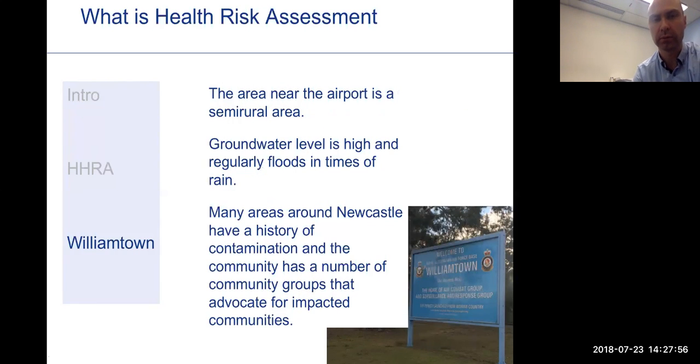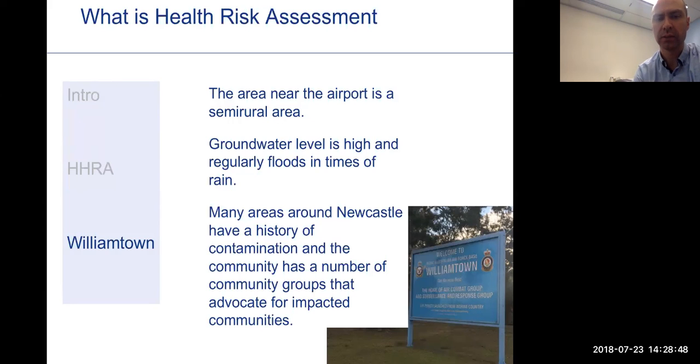The area near the airport in Williamtown is actually a semi-rural area, which always makes it a bit more difficult, as you'll understand soon. In this area, the groundwater is really high, and it's very sandy, I think, from memory. When it rains, the groundwater just floods back up to the surface, or if it doesn't flood, the rainwater just sinks straight into the groundwater. What that suggests is that the groundwater is not overly protected from surface water. In some areas, groundwater can be well protected by layers of clay and other things, but not so in this area. So any contamination of the surface would flow straight to the groundwater.